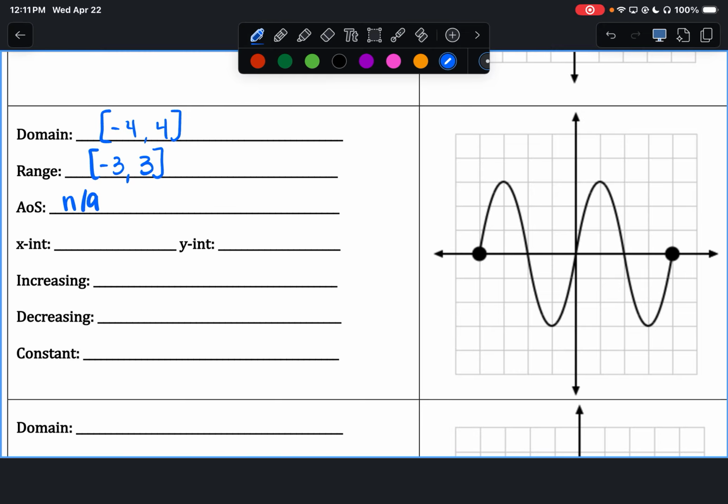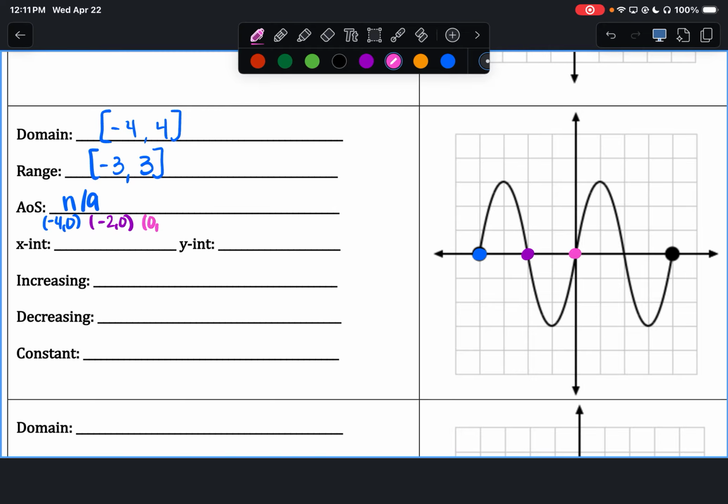So how many times does this cross the x-axis? 5 times. 5 different times. All of those are considered x-intercepts. Okay, so let's go ahead and start with this one. What is the coordinates of that point? -4, 0. What is the coordinates of this point? -2, 0. The coordinates of this intercept?